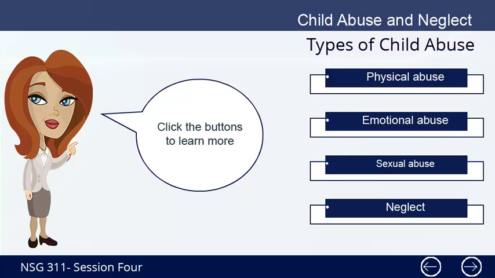4. Neglect. Child neglect is a very common type of child abuse. It is a pattern of failing to provide for a child's basic needs, whether it be adequate food, clothing, hygiene, or supervision. Child neglect is not always easy to spot.